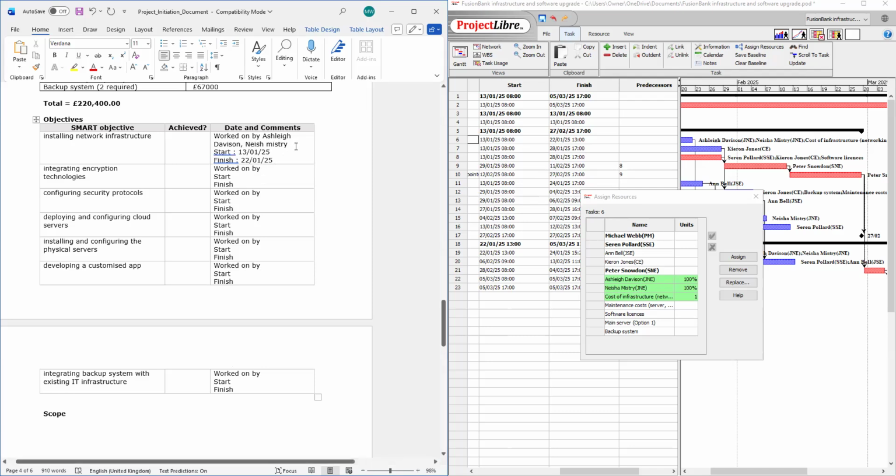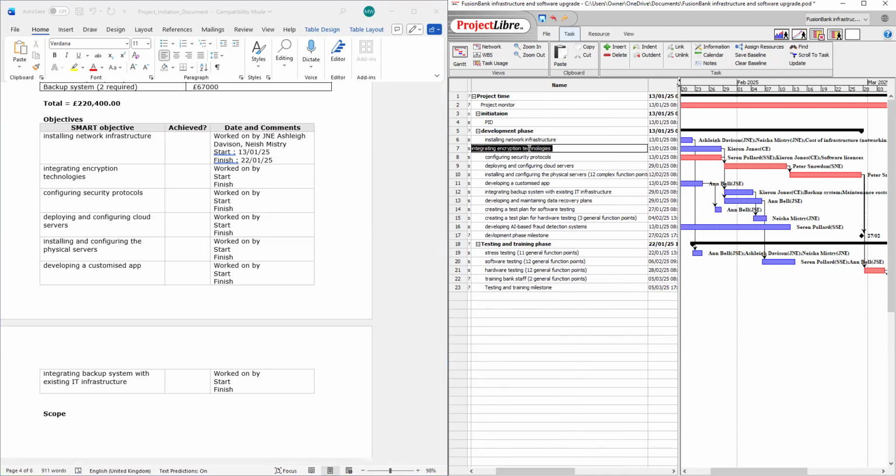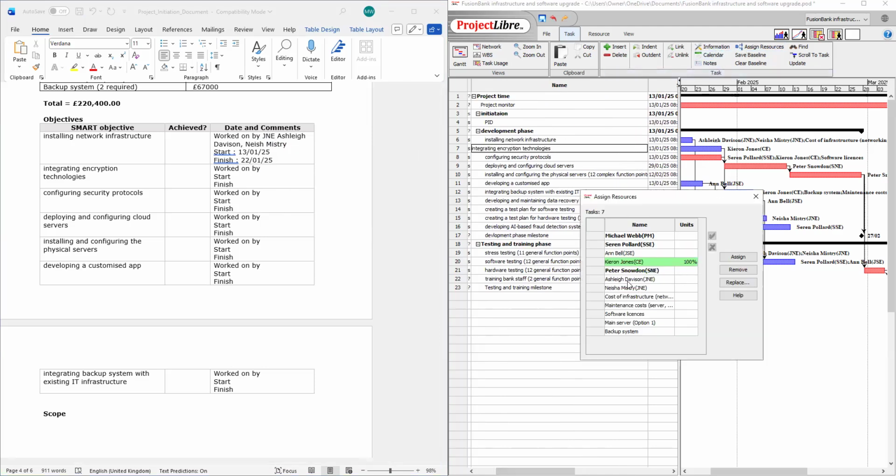And that's it for the junior network. So I could put worked on by junior network engineers. Right? And that's all. And then I'm going to go to the others, which would be integrating encryption. And I'm going to do the same, assign the resource. And that's Kieran, who is a cyber security engineer.